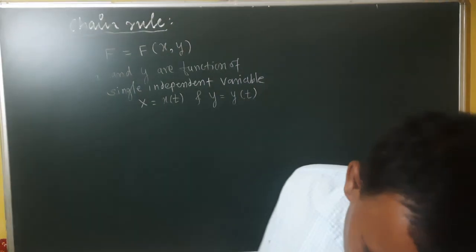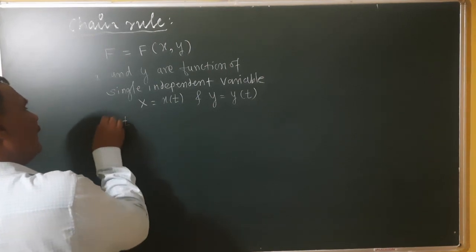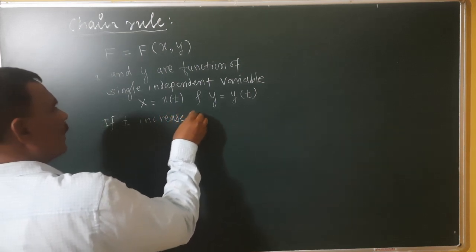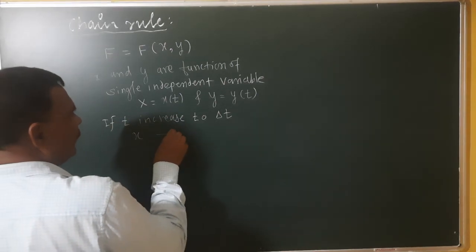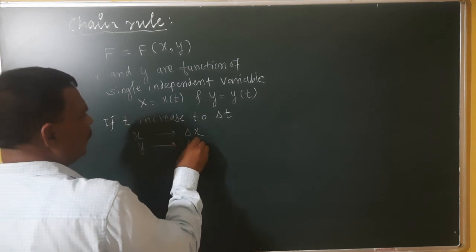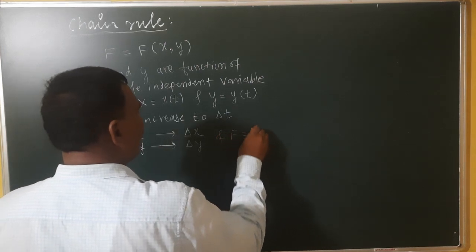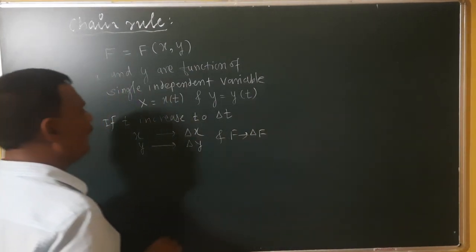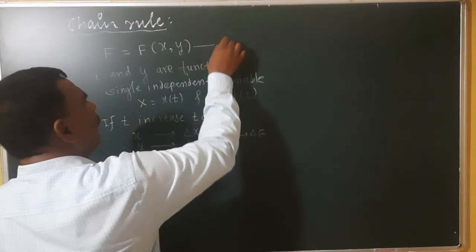If t increases by a small change, delta t, x increases to delta x, y increases to delta y, and f increases to delta f. Therefore, delta f is equal to, this is equation number 1.